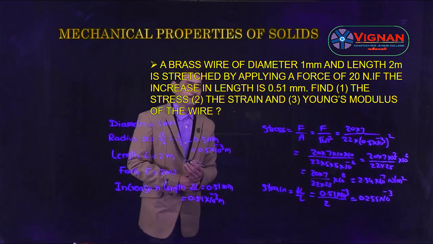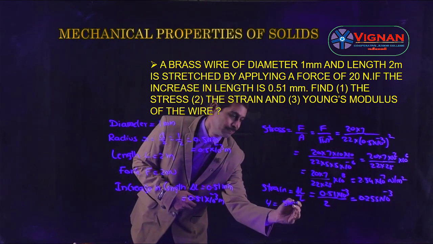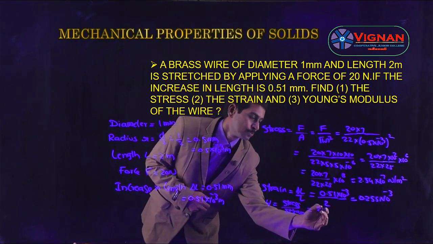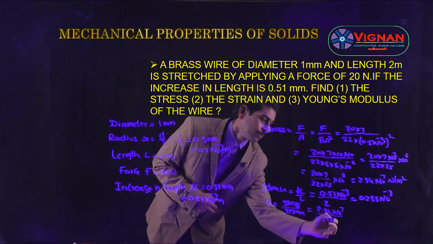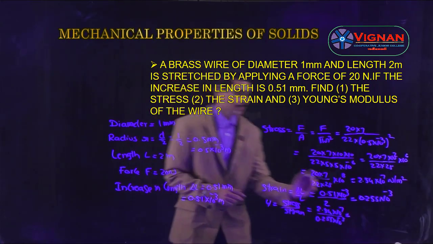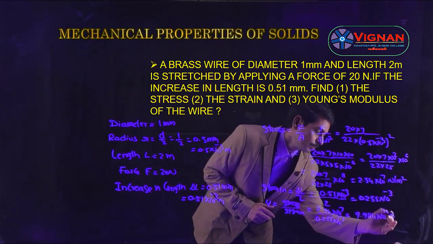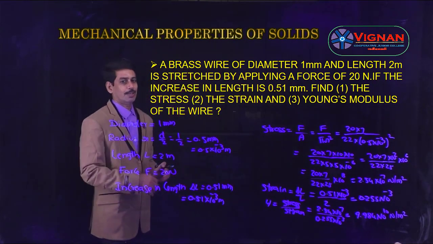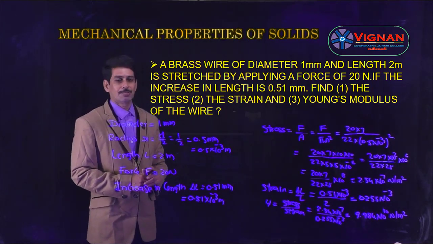Strain has no units. Coming to the Young's modulus, Young's modulus is nothing but stress by strain. We have already found stress as well as strain. So this is equal to stress 2.54 into 10 power 7 by strain 0.255 into 10 power minus 3. On simplifying we get 9.984 into 10 power 10 Newton per meter square. So this is the Young's modulus. Here stress is force by area, strain is delta L by L, and Young's modulus is stress by strain. By using this formula you can find the Young's modulus.